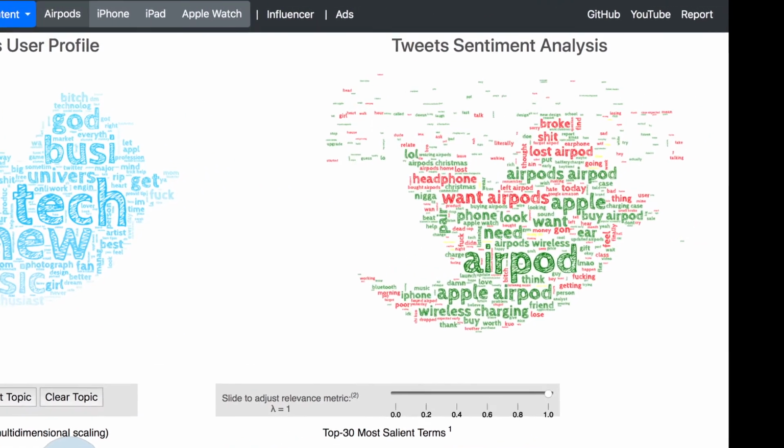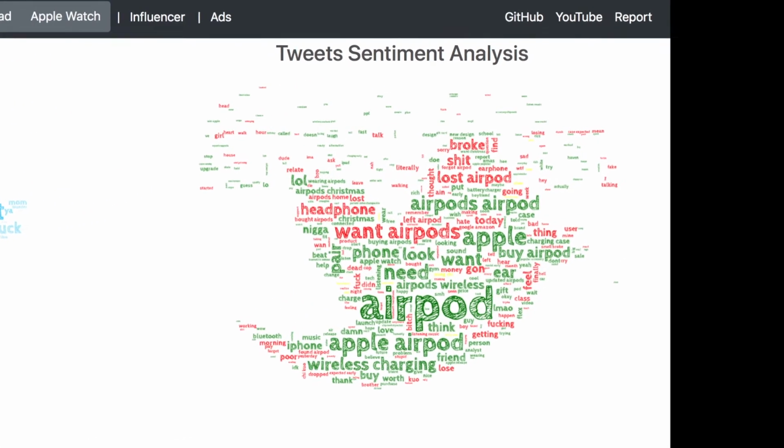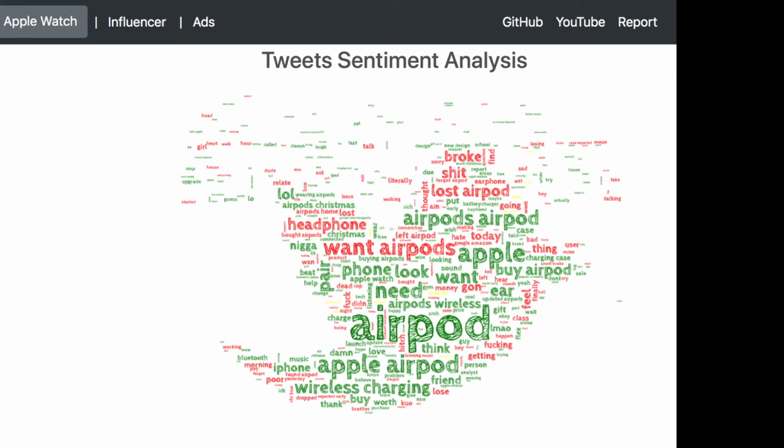For the tweet sentiment word cloud, the green color represents positive tweets and the red color represents negative tweets. In the green tweets, we see some words about the design, features, and demands of AirPods, such as wireless charging, buy AirPods, want, Christmas, gift, and so on. In the red tweets, we see some words such as lost, broke, bad, died. It can be seen that due to the wireless design of AirPods, the number of tweets about lost AirPods still accounts for a certain proportion.